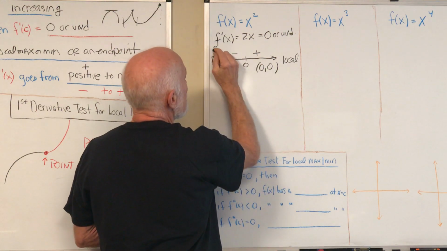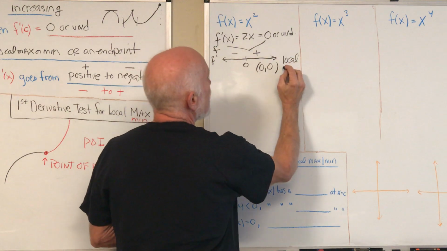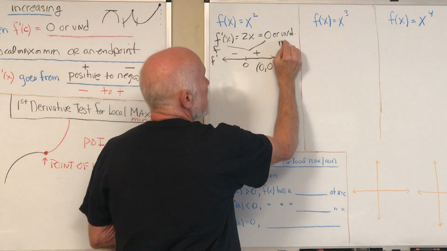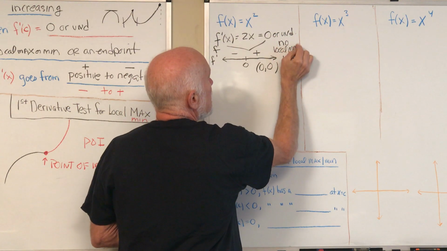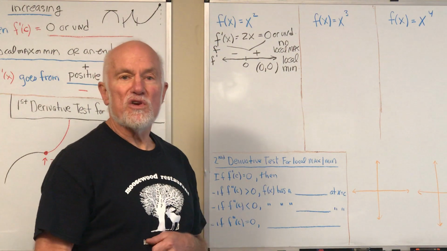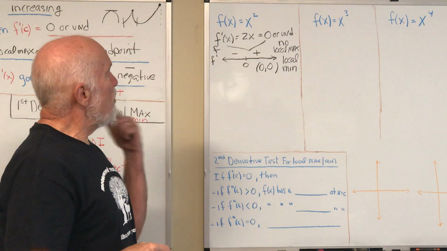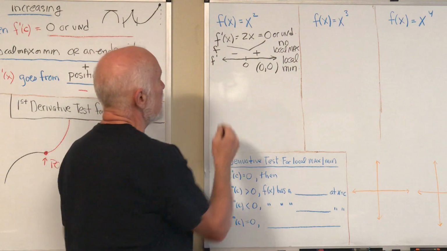decrease, increase. Let's see what the function's doing. It's going down and then going up. It's a local minimum. And we could write no local maximums, because that was the only possible point where you could find a local min or max. So we found out one thing about that function. Everything you can find from the first derivative.